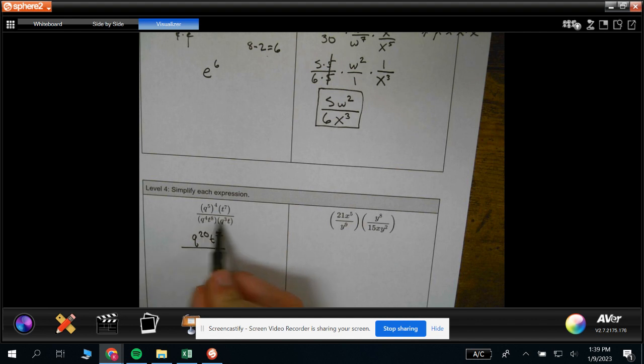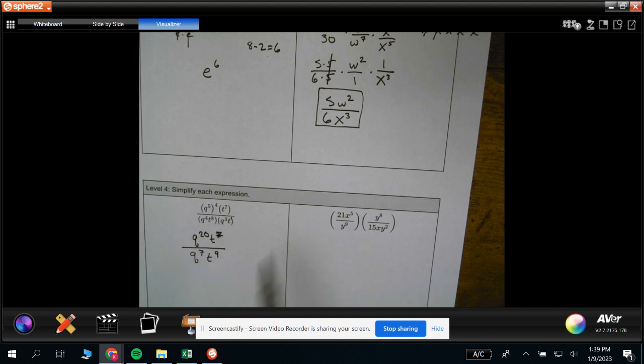Now the bottom, I'm going to simplify that. I see that they're being multiplied together, the terms are, so I need to add the exponents. Q to the 4th times Q cubed is Q to the 7th. T to the 8th times T, there's no number there, which means there's just a little 1. It's an exponent of 1. 8 plus 1 is T to the 9th.